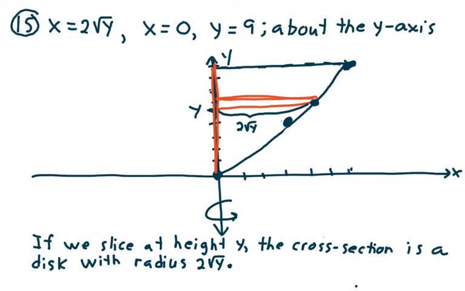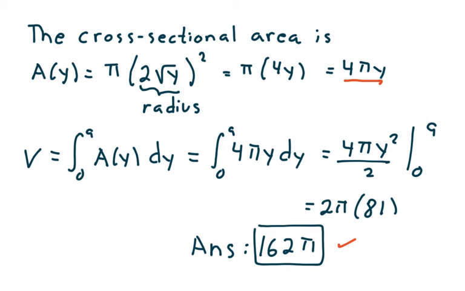If we take a look at 15, suppose we're given the curve x equals 2 square root of y, x equals 0, y equals 9, and we're going to rotate about the y-axis. So if we slice at height y, the cross-section is a disk with radius 2 square root of y. So you notice we're slicing perpendicular to the y-axis. We're going to integrate with respect to y. Now, the cross-sectional area is A of y equals pi times (2 square root of y) to the second, which is equal to 4 pi y.